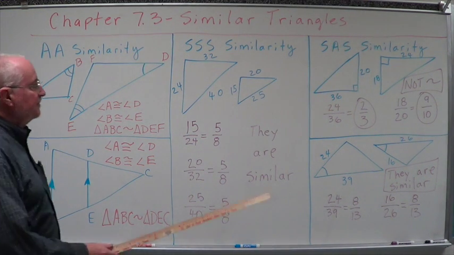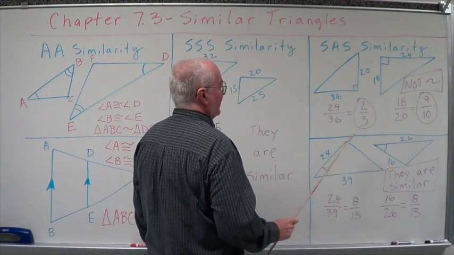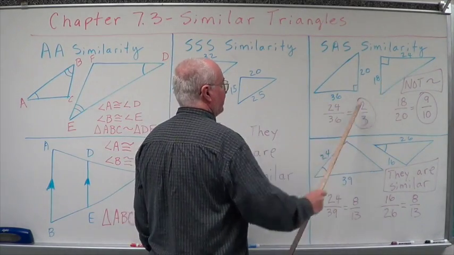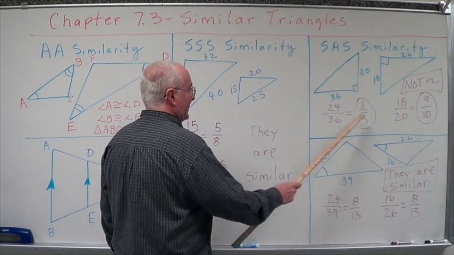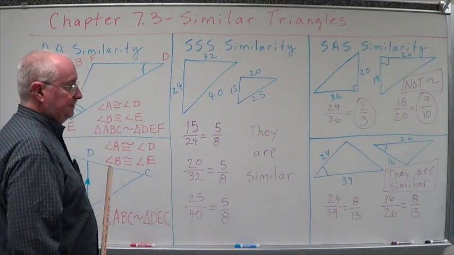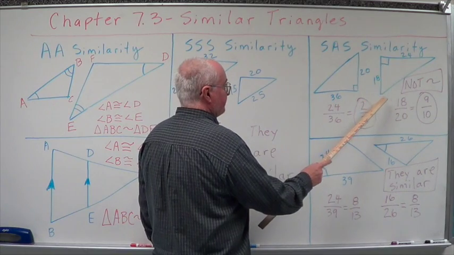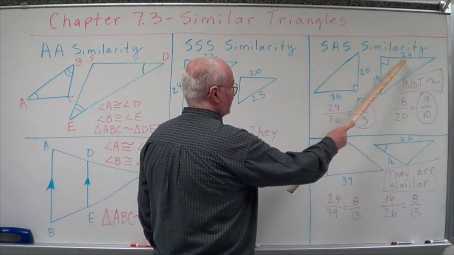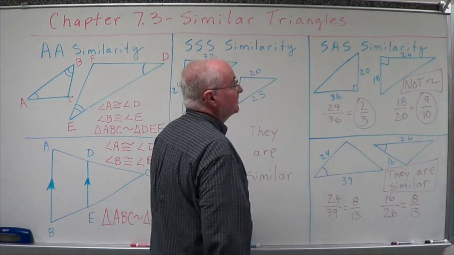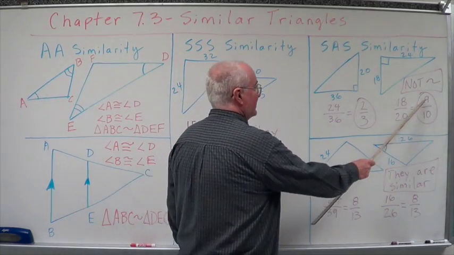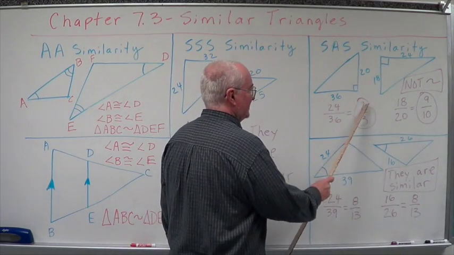So let's go. We're going to take the larger side of this one, and set up a ratio with the largest one of this. That would be 24 divided by 36. Well, if we divide both of those by 12, we get 2/3. Okay? So let's take the smaller sides of each one. Starting with this one over here, that's 18 divided by 20. We take 2 out of each one, we come up with 9/10. Can't reduce this any further.